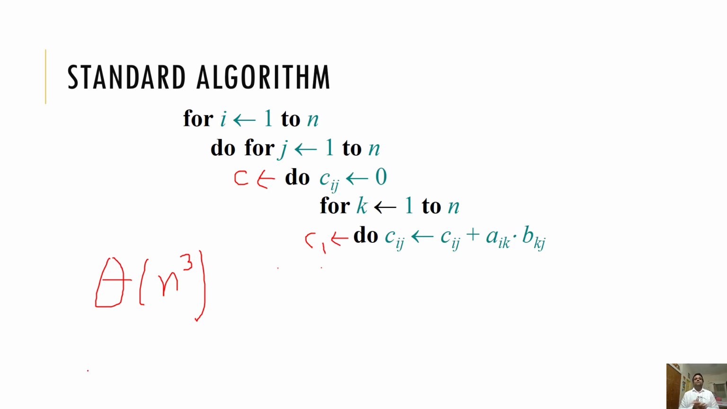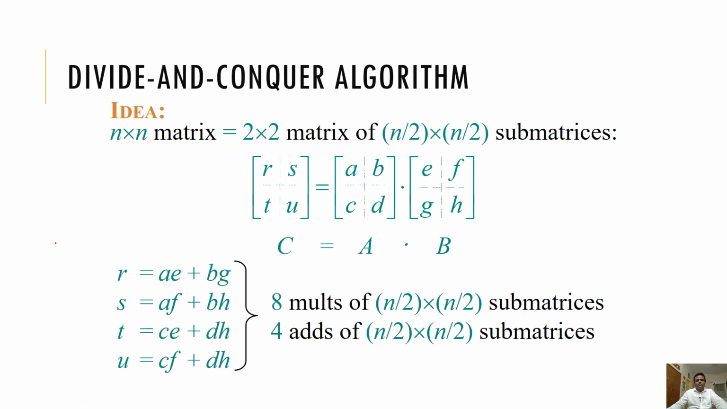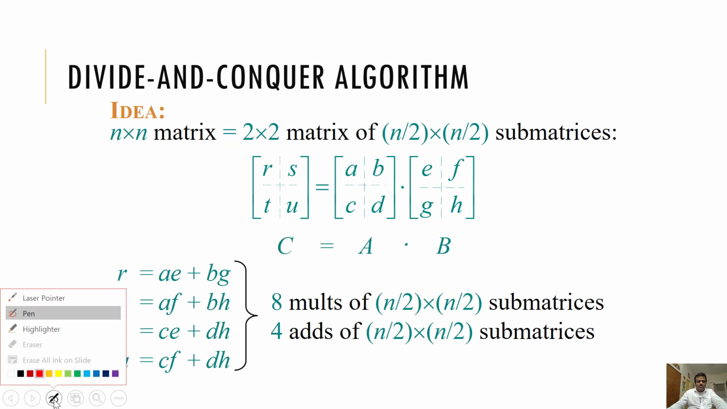Now we want to see whether we can do something better than order of n cube. Especially, we want to see whether we can use a technique like divide and conquer for the matrix multiplication problem. So let us try that. For that we have to divide the problem into subproblems.